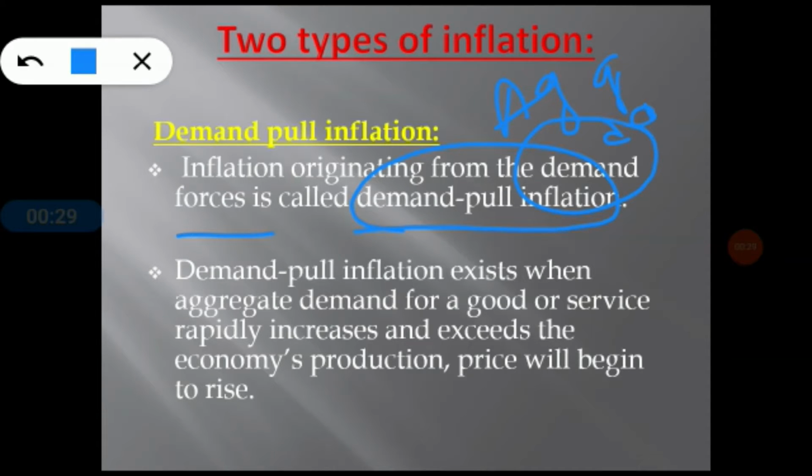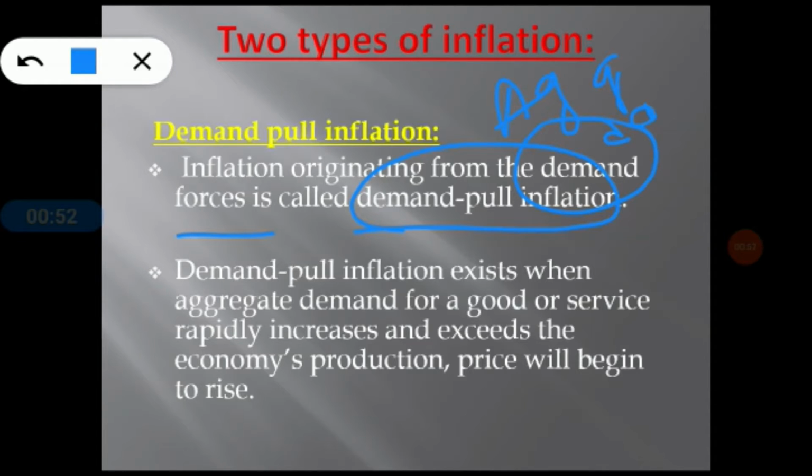Clear? We have already discussed the concept of aggregate demand and aggregate supply, and combining the aggregate demand and aggregate supply curves. So if you have missed those sessions, please go and check my previous videos.